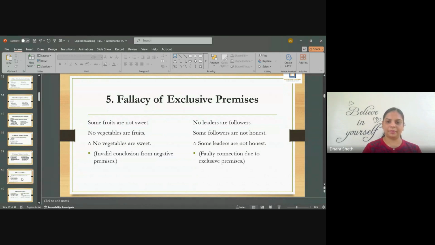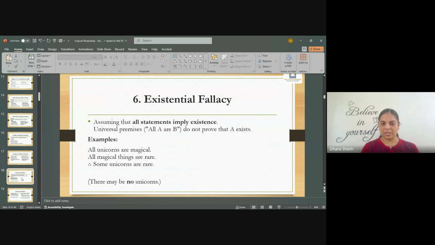Okay. Existential fallacy: assuming that all statements imply existence. All A are B does not prove that A exists. All unicorns are magical. All magical things are rare. Therefore, some unicorns are rare. But what if there are no unicorns? I mean, so far it has not been proven that unicorns exist. So it is an existential fallacy.